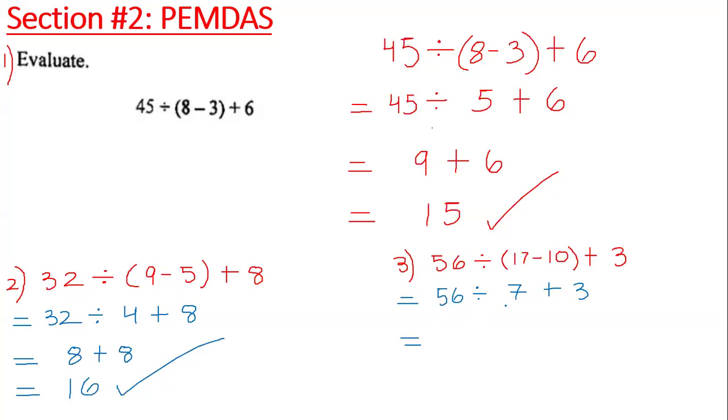56 is divided by 7, and addition comes later. 56 divided by 7 is what? 8. Very good. Plus 3, so it's going to be what? 11. 8 plus 3 is 11. Very good.